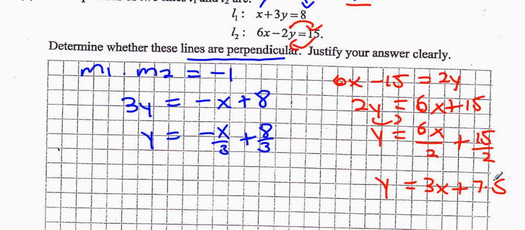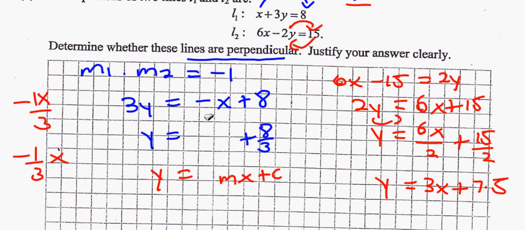Now, look at both equations and use y equals mx plus c. Minus x over 3 is basically the same thing as minus a third x. So I'm going to change this part here into minus a third x. Now let's look at both equations. What number is the slope of L1? The slope of L1 is whatever number comes in front of the x. The slope of L1 is minus a third. The slope of L2 is 3.